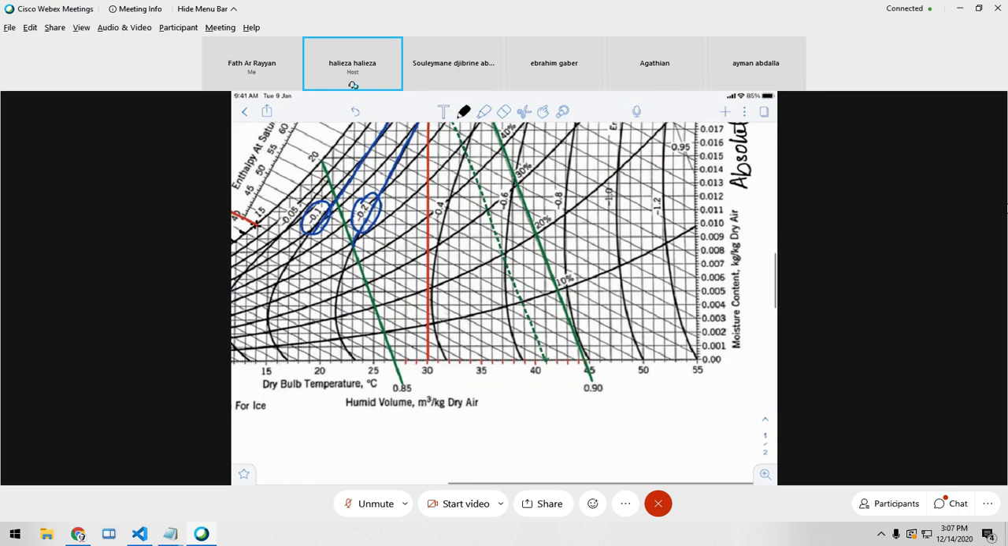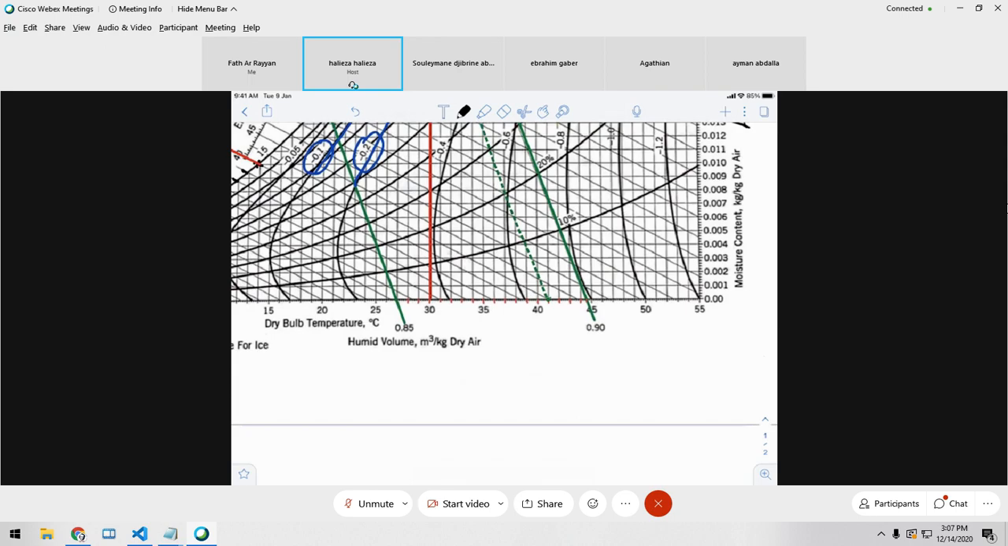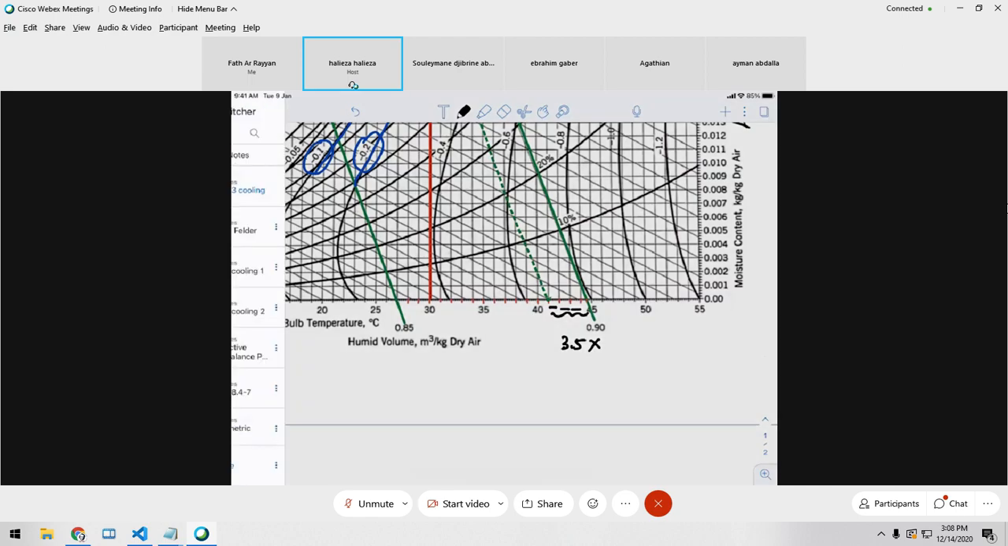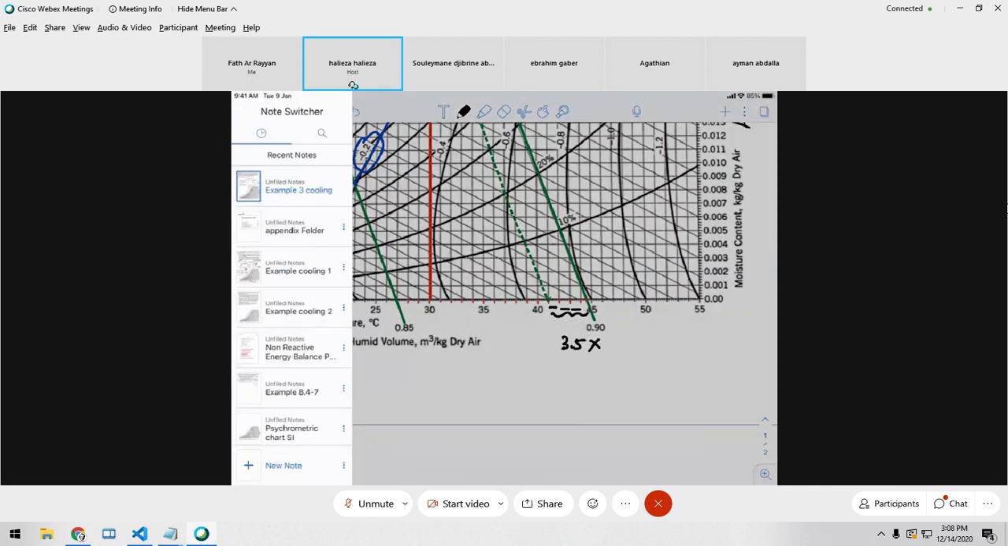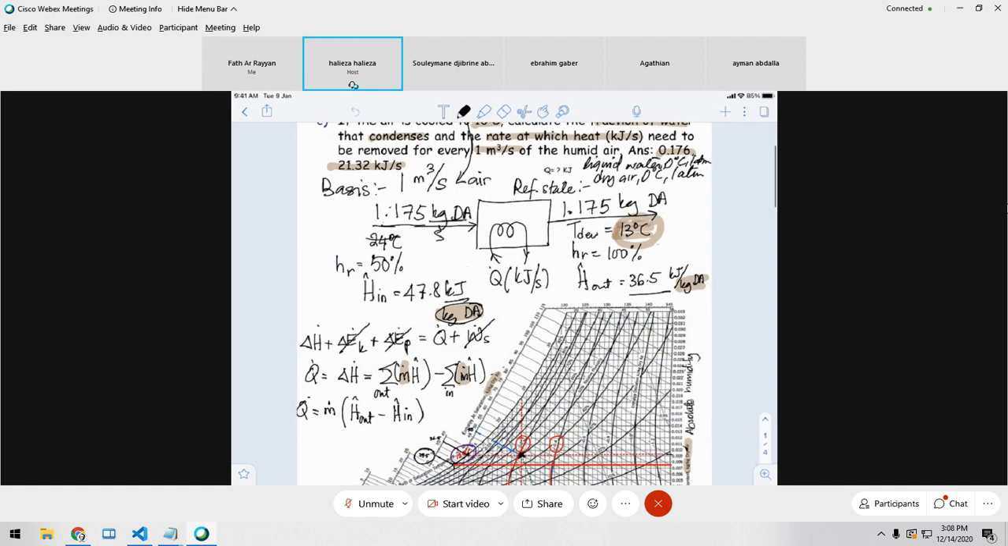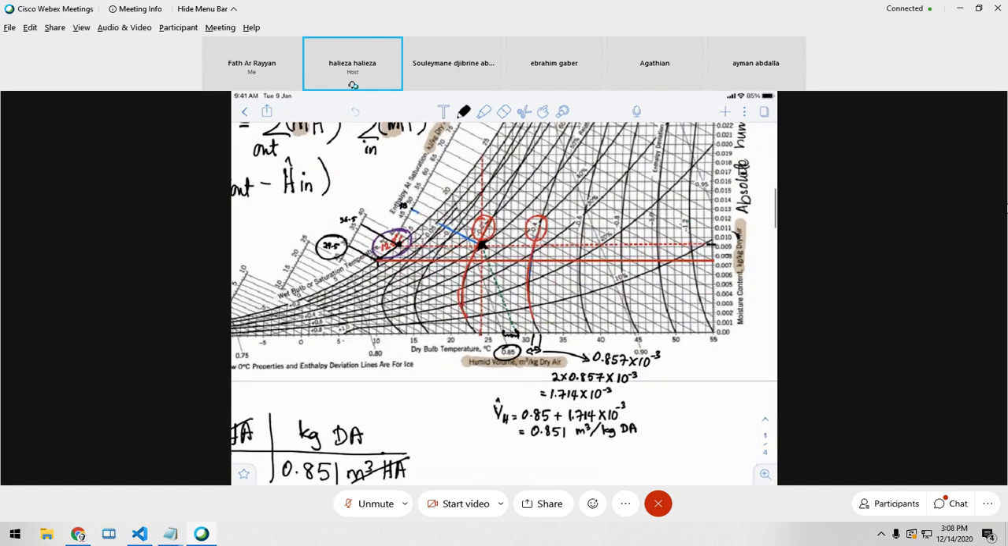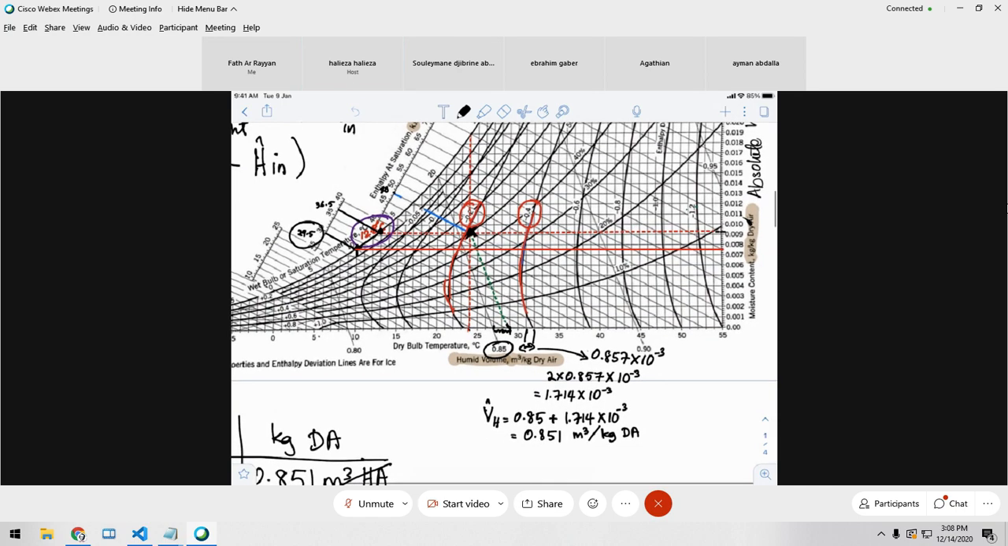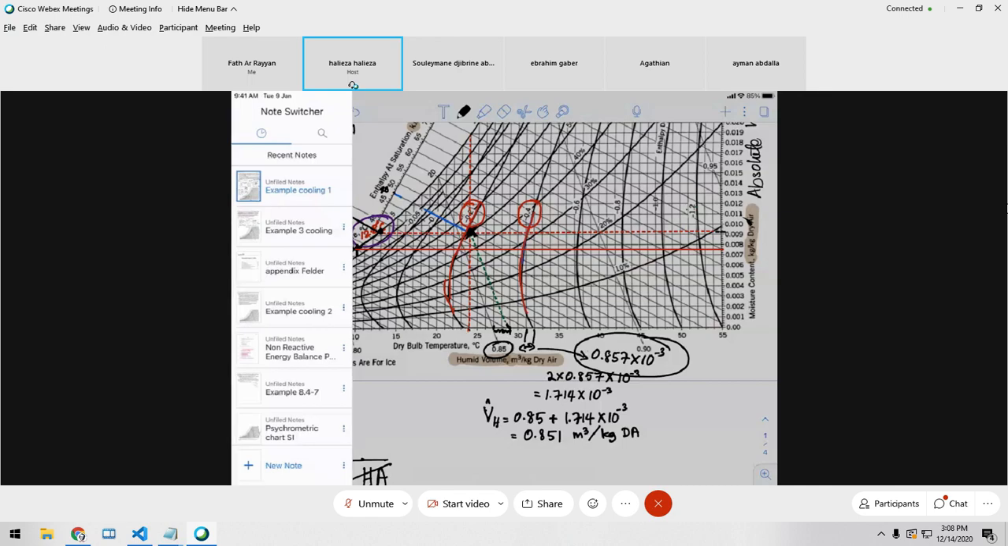Just now, how many partitions do I have? 1, 2, 3, 3.5. That's about 3.5. 3.5 times, remember that value just now, the value of the interval that we have calculated earlier. We have a value of 0.857 times 10 to the power negative 3.